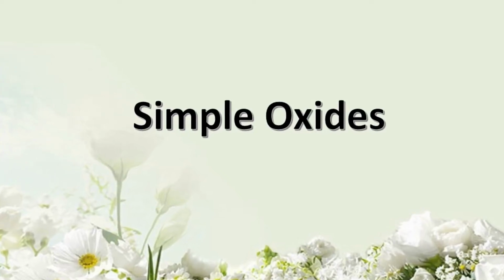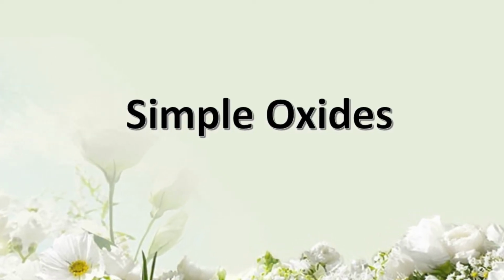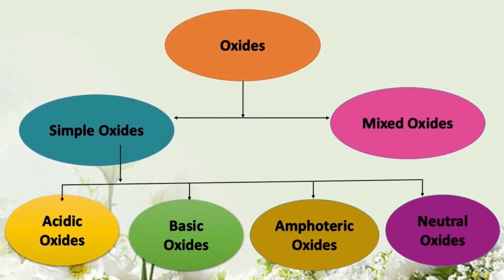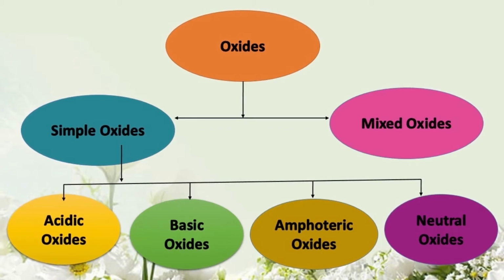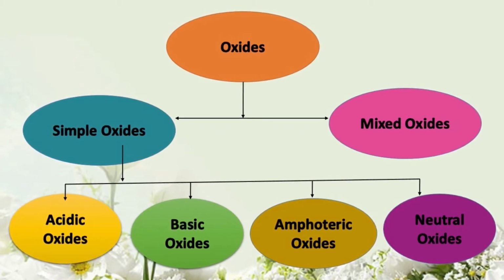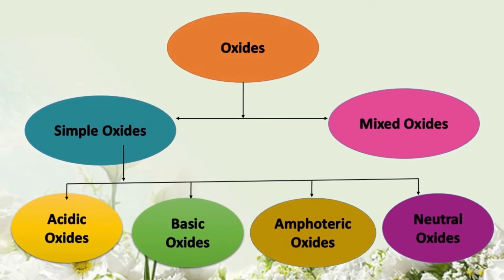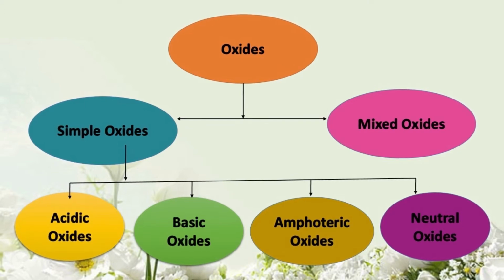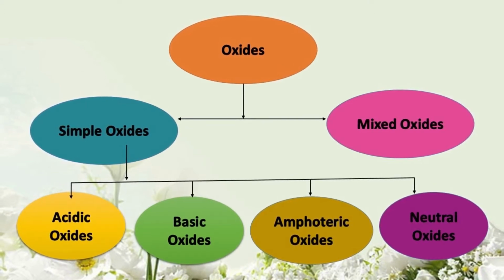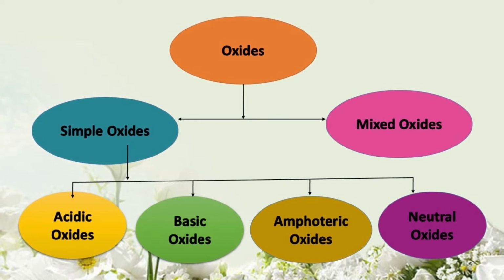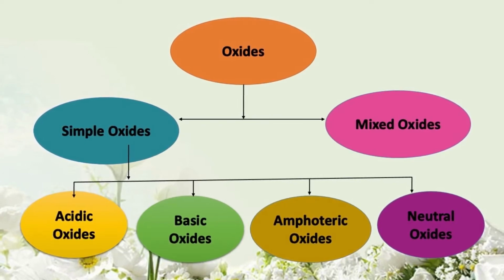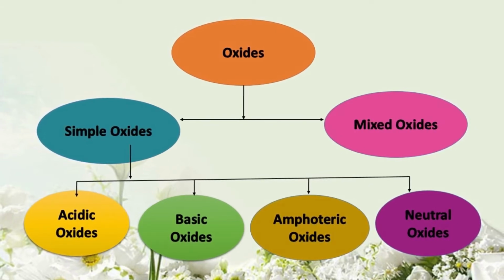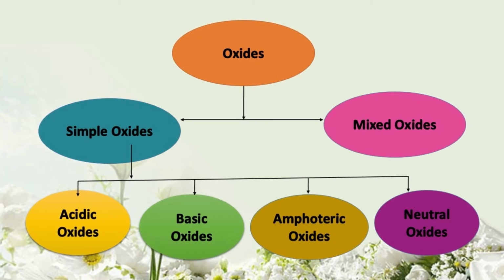We are going to learn about some simple oxides. First, let's see what is an oxide. A binary compound of oxygen with another element is called an oxide. On the basis of their oxygen content, oxides can be broadly classified into two types, namely simple oxides and mixed oxides. Simple oxides can further be classified into four types, namely acidic oxides, basic oxides, amphoteric oxides, and neutral oxides.